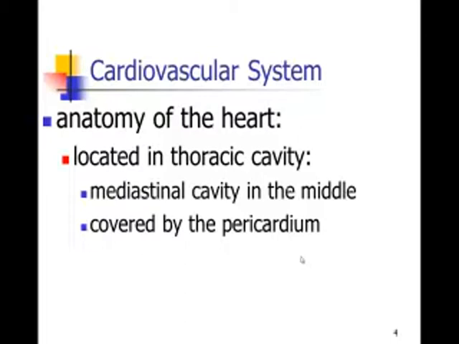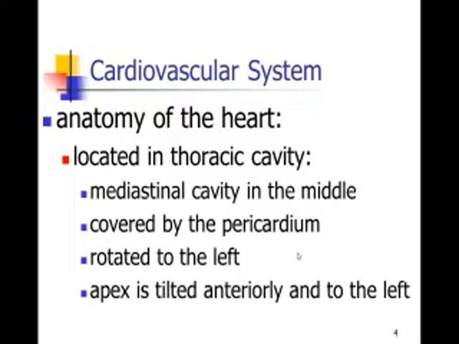It's covered by a pericardium. We'll talk more about that. And the heart is rotated toward the left, so the right side of the heart ends up being a little bit anterior, left side tends to be a little bit posterior. The apex is tilted anteriorly, and the apex is the pointy end of the heart, which is at the inferior end, and it goes anteriorly, and then it is also tilted to the left. So it's sort of arranged obliquely within the thoracic cavity.